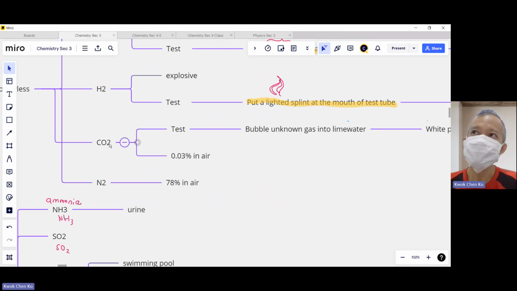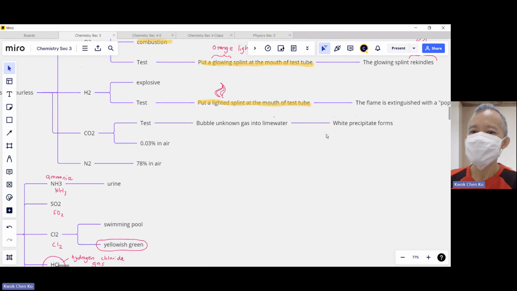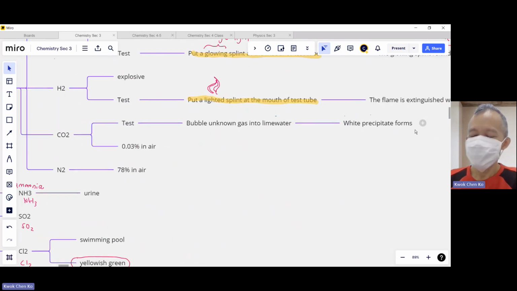CO2, did you try it? How do you do it? Blow it using your breath. Do you see the cloudiness? Yeah, I did. Does your school allow you to write cloudiness? Forms white precipitate. Okay, so again, this is the model answer. I mean, some schools allow cloudiness, but most schools don't.